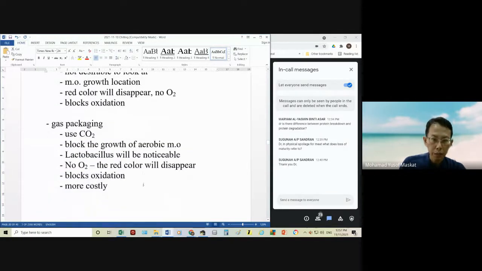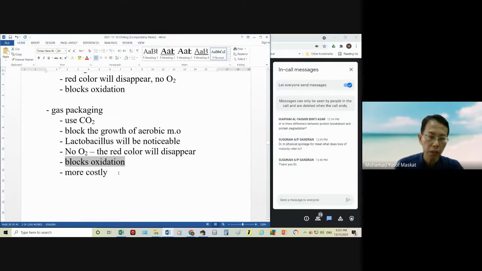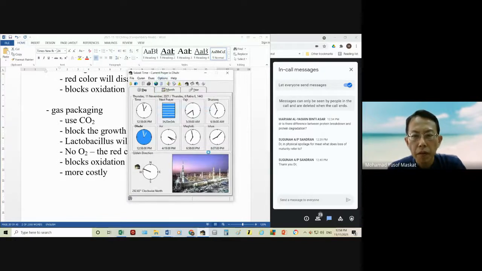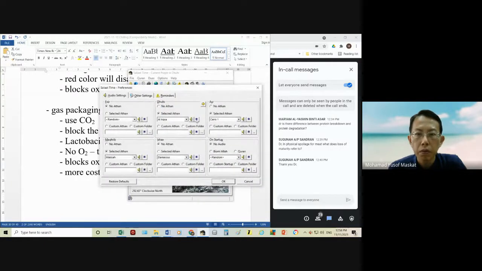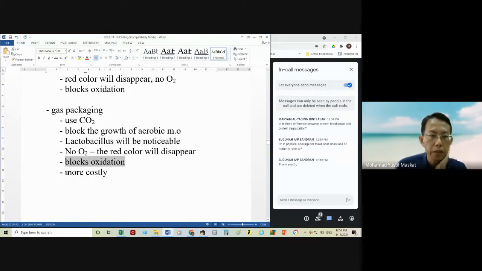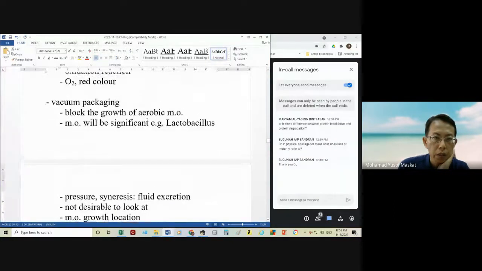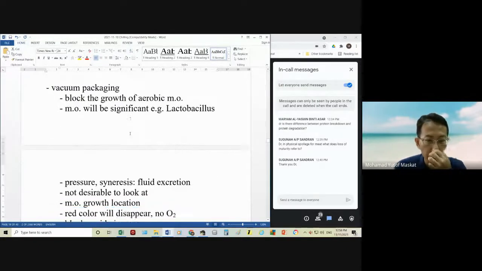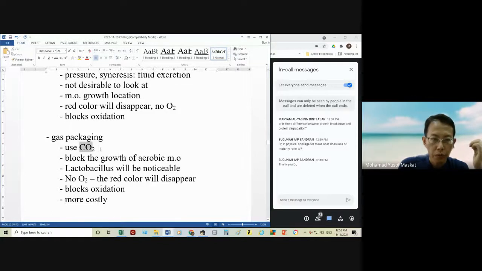Gas packaging is in between. It uses CO2, so there is no pressure on the meat, but it is still able to block the growth of aerobic microorganisms. There is no O2, so still no red color, but it blocks oxidation, so that is the plus point. However, the minus is that it is more costly, because normal packaging uses just air and needs only equipment, but this one needs equipment and CO2. So it costs more.